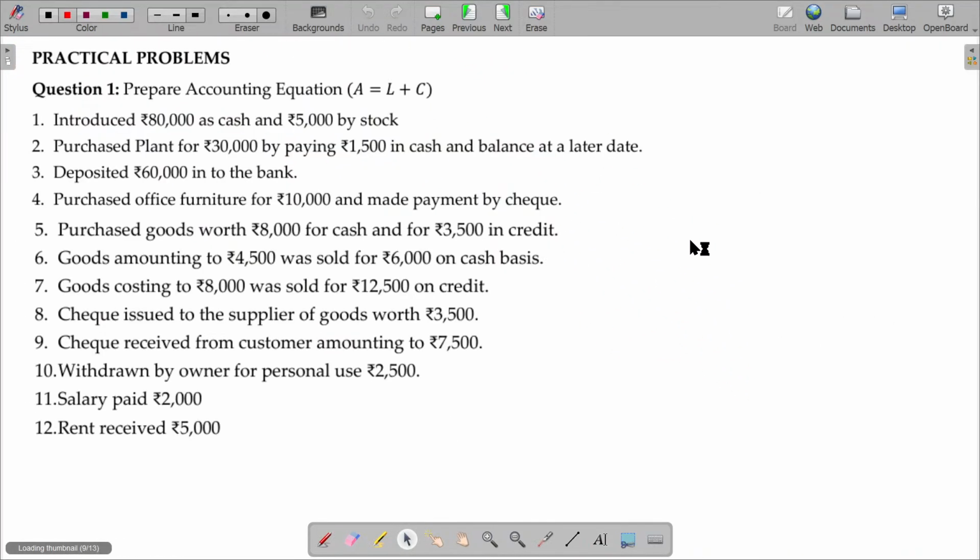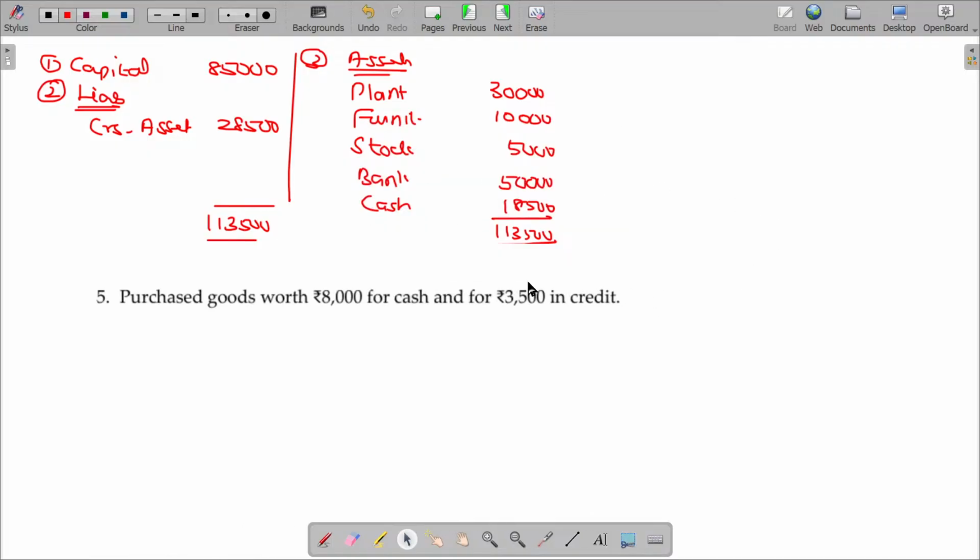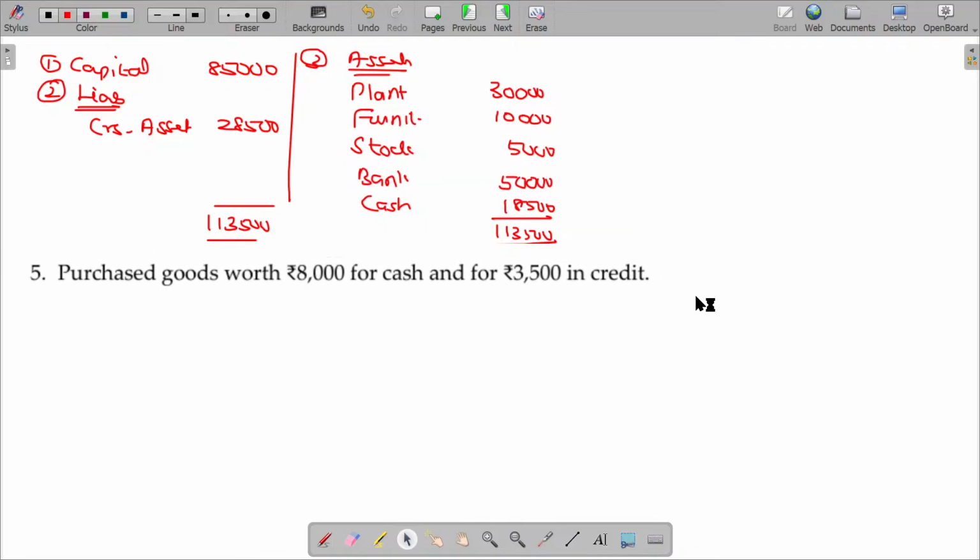Now shall I go for the fifth one? Fifth one: purchased goods worth rupees 11,500, of which 8,000 for cash. Purchased goods means it's all about purchasing and selling it later on. Then it will always be named as stock or simply purchases. And for cash, there is a decrease in the cash balance.